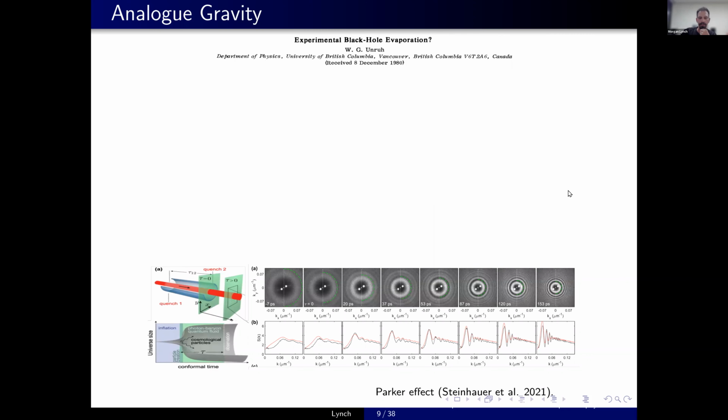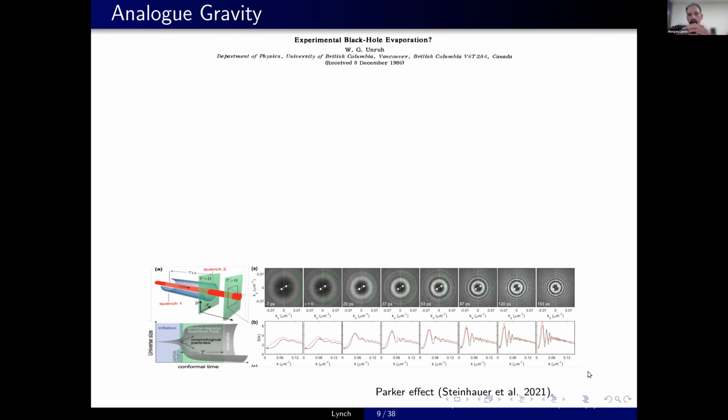Also, Steinhauer, working with collaborators in France, were able to look at an analog expanding spacetime and see the Parker effect. What they did is they had a gas of rubidium atoms and they shot a laser through it. And from the nonlinear Kerr effect, you had a self-focusing of the laser spot. And then when it exited, you had an expansion of the laser spot size, and you see these momentum interference fringes. And it has a curious structure, which is very similar to those baryon acoustic oscillations in the CMB.